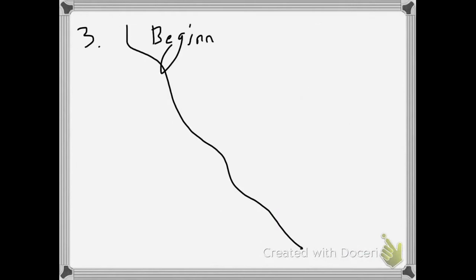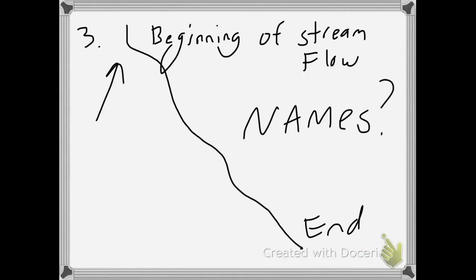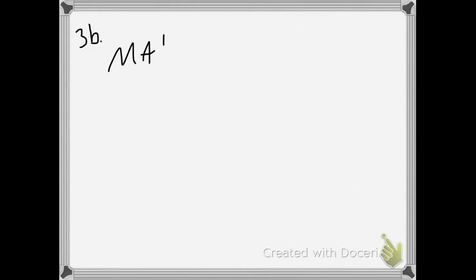Question number 3, this is the beginning of a river's flowing. This is where it begins flowing. And down here at the bottom is where it ends its flow. So let's talk about some names. What do you call the name of the beginning of a stream, where a stream begins flowing? That's the headwaters. And what is it called when the stream flows to the end, perhaps into a lake or even the ocean? And that is called the mouth. Okay, 3B.